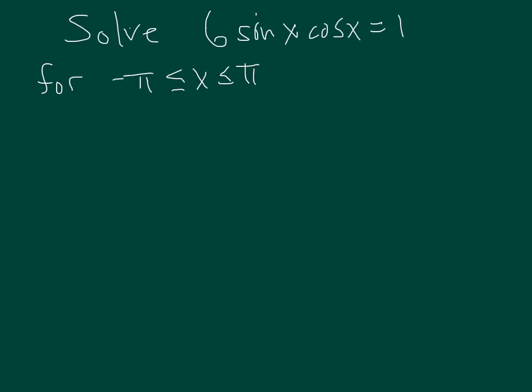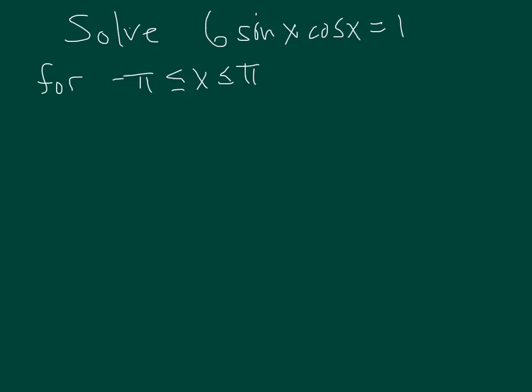Part 2 of the double angle identities. Here we're going to get into using these identities to help us solve more complex equations. So, I need to solve 6 sine x cosine x equals 1 for the domain negative pi to pi.